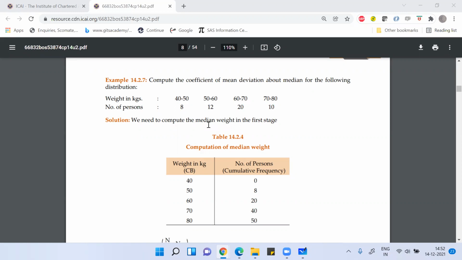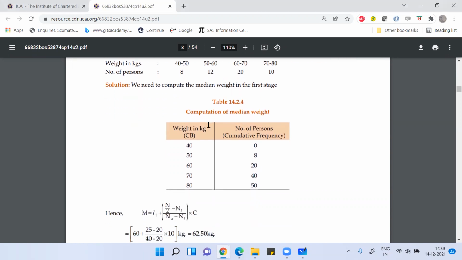Then we'll find sum of f by 2. Sum of f by 2 will be what? 12 plus 8, 20, 20 plus 20, 40, 40 plus 10, 50. 50 by 2 is 25. We'll see in the less than cumulative frequency the next value which is bigger than 25, and accordingly we'll solve this. Try this question, everyone.